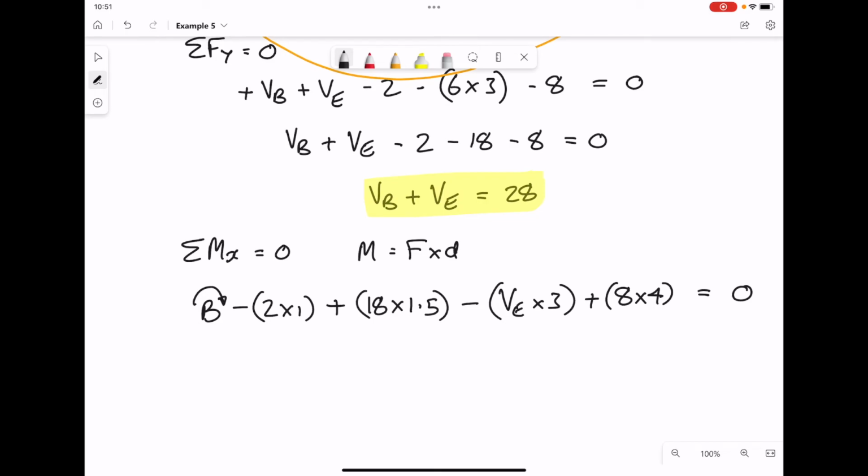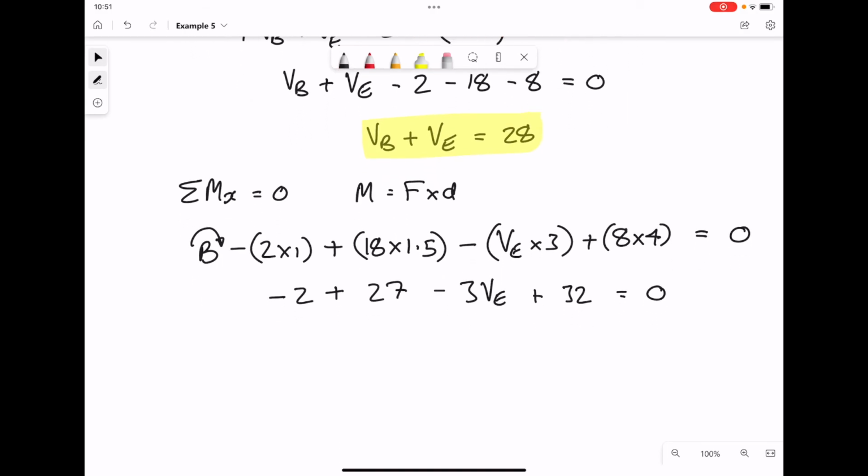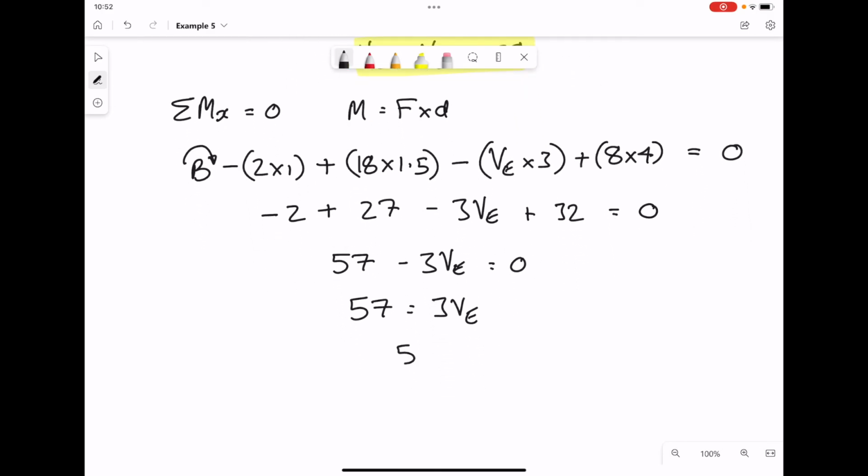Simplifying down our expression, we get minus 2 plus 27 minus 3 VE plus 32 equals 0. Combine together our numbers, so we get 57 minus 3 VE equals 0. 57 is equal to 3 VE. Divide through by 3. You get the value for VE, and that's going to be 19 kilonewtons.